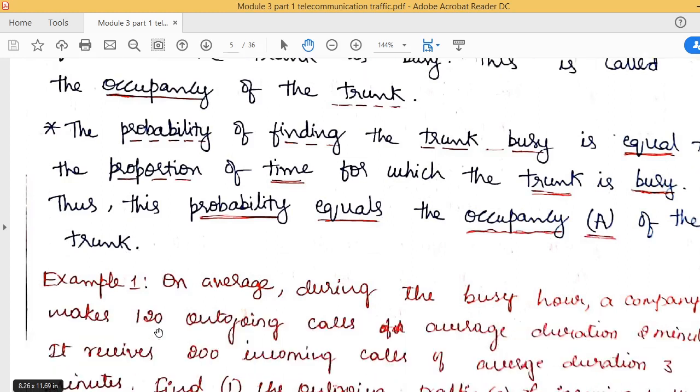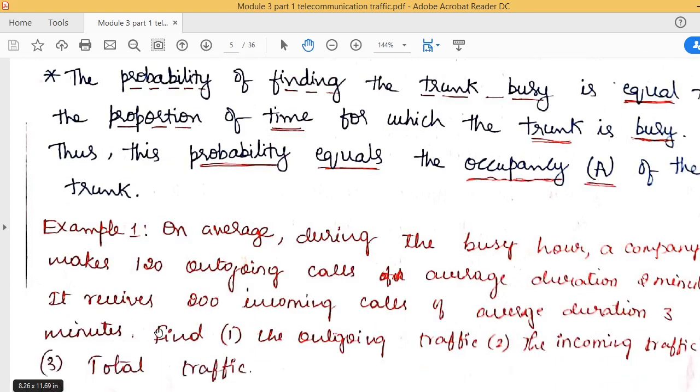Let us solve one example in which they have said on average during the busy hour a company makes 120 outgoing calls of average duration 2 minutes. It receives 200 incoming calls of average duration 3 minutes. Find the outgoing traffic, incoming traffic as well as total traffic. So please note that this total traffic is the summation of outgoing traffic and incoming traffic.